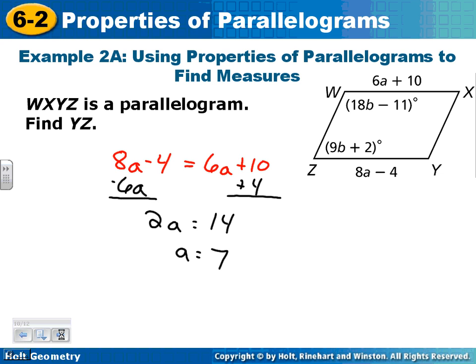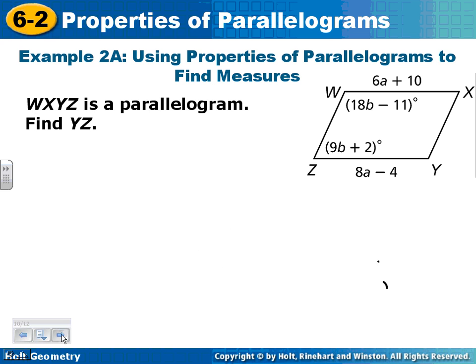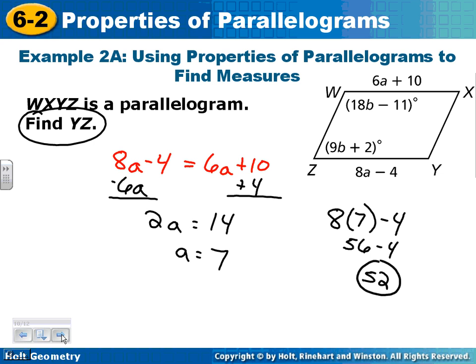Just have to use our algebra skills and solve these. But that's not my answer. I need to plug that in to find YZ. So it's going to be 8 times the 7 minus the 4, or 56 minus 4, which is 52. 52 would be my answer.